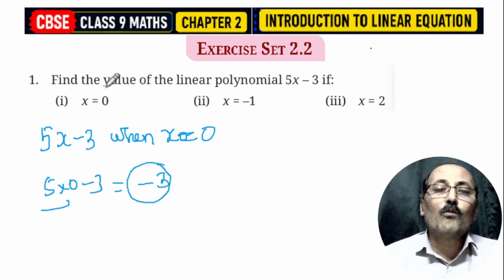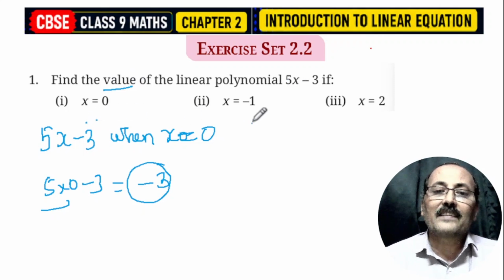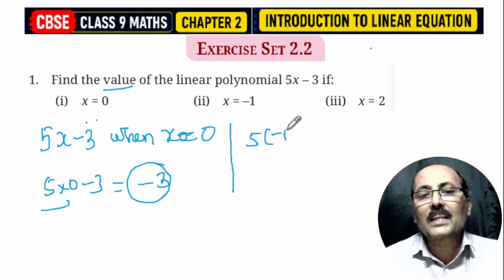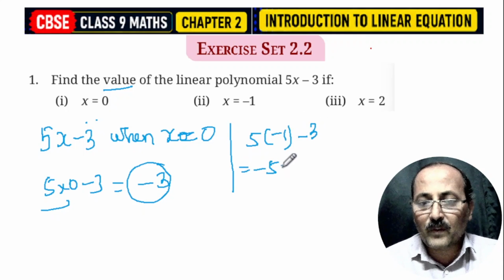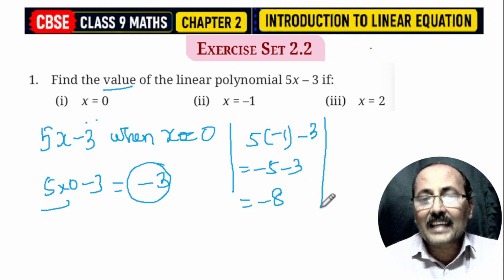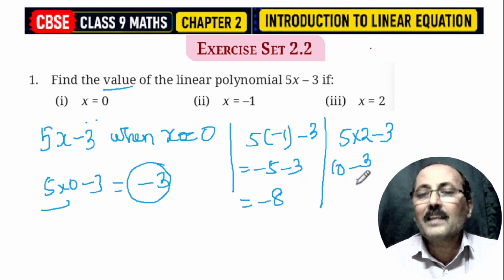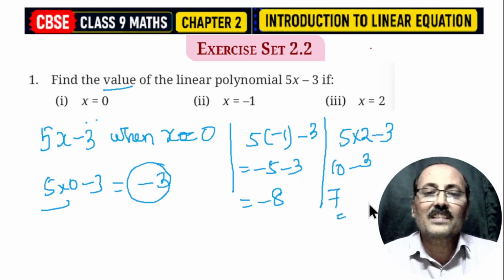So what is the value of the polynomial if x equal to 0? It is minus 3. When x equal to minus 1, substitute that. 5 into minus 1 minus 3, that becomes minus 5 minus 3, that is minus 8. Then the next one, when x equal to 2, 5 into 2 minus 3, that is 10 minus 3, that is 7. That means you have to understand why this question is given.